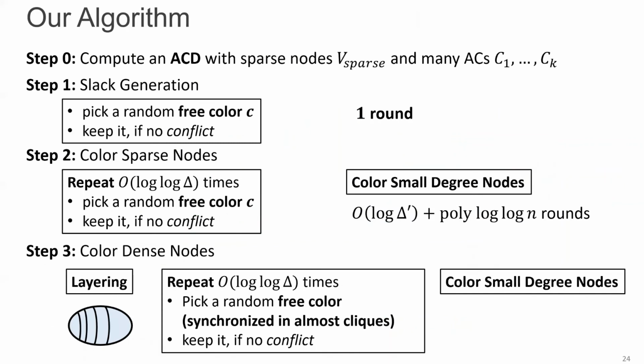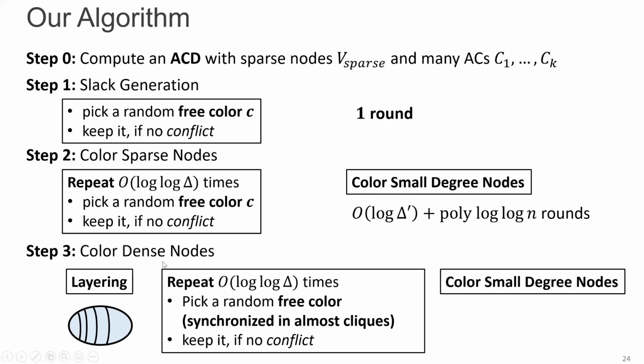So here we have the full algorithm again. We compute the ACD decomposition. We create slack for vertices. The slack generation gives slack to sparse vertices. It gives slack also to dense vertices. Then we color the sparse nodes by just trying colors uniformly at random. We afterwards color the small degree vertices by using the Barenboim et al. framework, which, with this log delta prime term here, also just tries colors uniformly at random. And only in the post-shattering phase here, we rely on deterministic algorithms to color the small connected components.